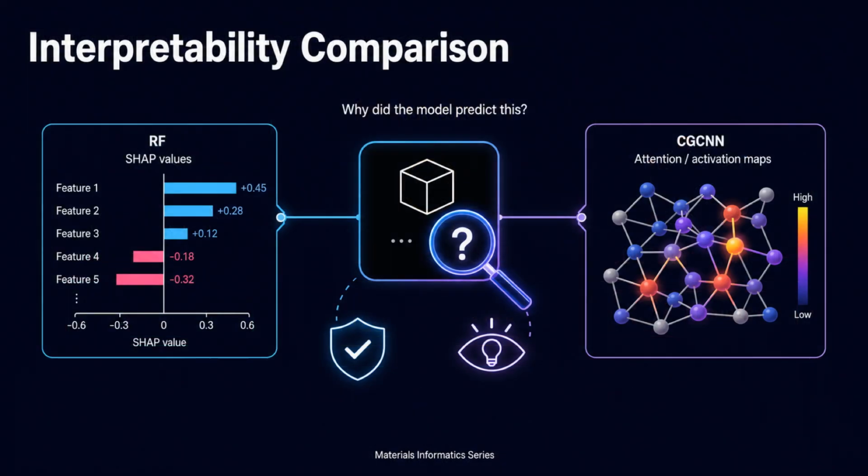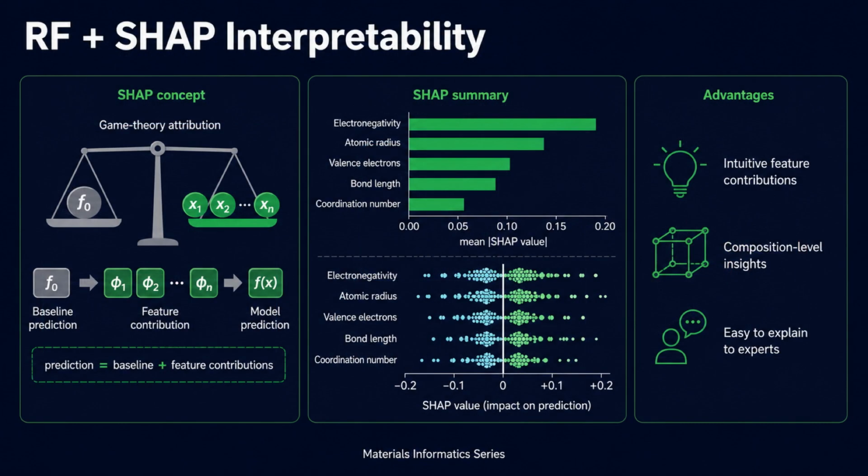Interpretability is essential for understanding predictions and building trust. Let's compare the interpretability approaches of each method. Random forest with SHAP values provides intuitive interpretability. SHAP, based on game-theoretic Shapley values, quantifies each feature's contribution to the prediction. For MAGPIE's many features, we can identify which elemental properties like electronegativity or atomic radius are most important. This composition-level interpretation is intuitive and easily explained to domain experts and stakeholders.